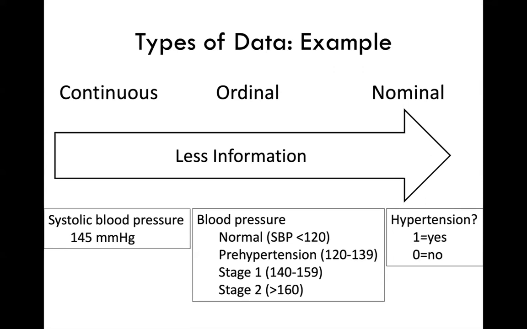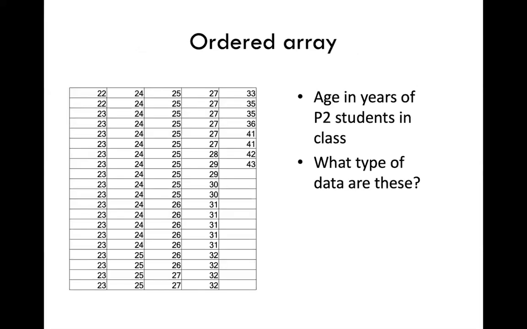So this is something that people will often do, and often it makes sense, again, for ease of interpretation, but just something to remember, that when you convert continuous data to discrete data or nominal data, you're going to lose information. So how do we describe these data?